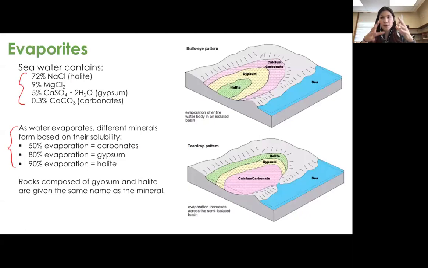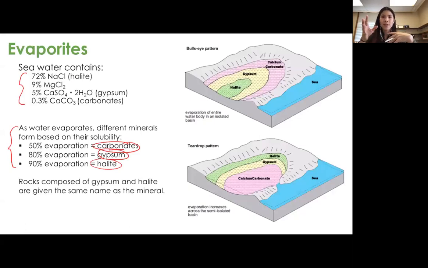So if we start out with a basin of seawater and start to evaporate it, after about 50% of that water is evaporated off, we'll start to see some carbonates forming. If we evaporate off another 30% of the original water, we'll get a mineral called gypsum, and then another 10% will get a mineral called halite. The rocks that are made of the minerals gypsum and halite are called gypsum and halite. So this is an instance where we have a rock composed of one mineral.